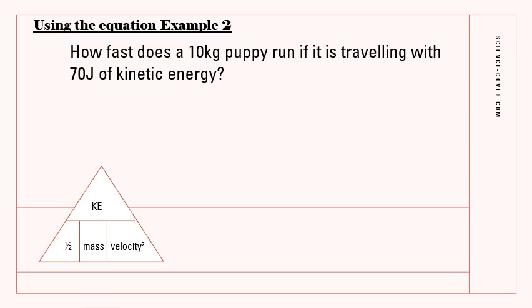Let's look at a second example. How fast does a 10 kilogram puppy run if it is travelling with 70 joules of kinetic energy? So this time we want to work out the velocity. So if we cover up velocity squared, it tells us to find the kinetic energy and divide it by half the mass. So velocity squared is kinetic energy divided by half times the mass.